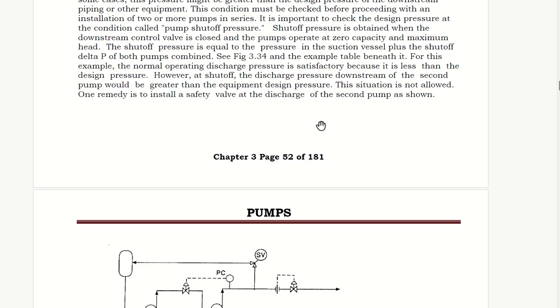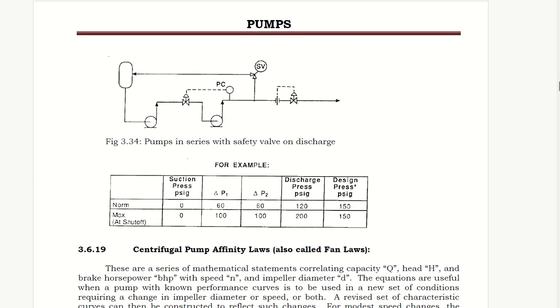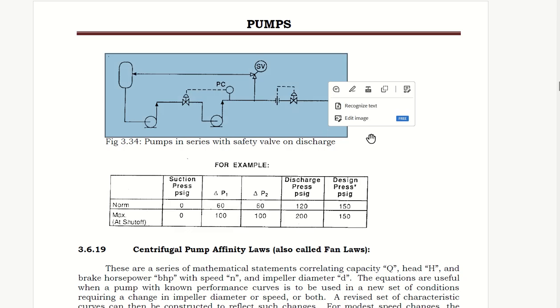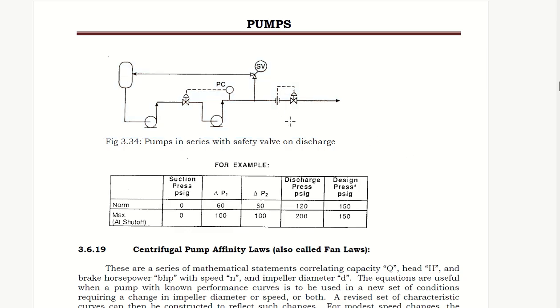Again, it's saying that this situation is not allowed. Which situation? Design pressure lower than the pump shutoff. One remedy is to install a safety valve at the discharge of the second pump, as shown. You can see that this is the safety valve. So mostly in a brownfield, where you can see that pump shutoff has increased and the design is low, you try to put up an SV so that you don't have a condition where these lines are broken.